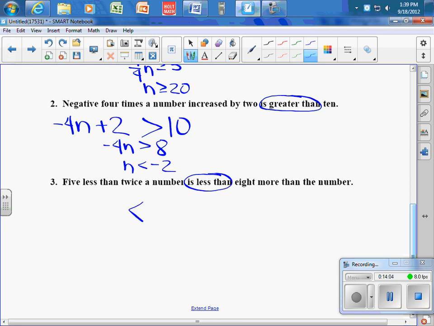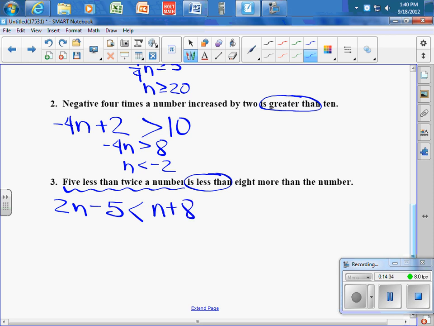Is less than, obviously, is going to be the less than sign. 5 less than twice the number is less than 8 more than that number. 5 less than twice a number. How would we write 5 less than twice a number? Well, twice a number would be 2n. 5 less than that would be 2n minus 5. Is less than 8 more than the number. The number is n. 8 more than that would be plus 8.